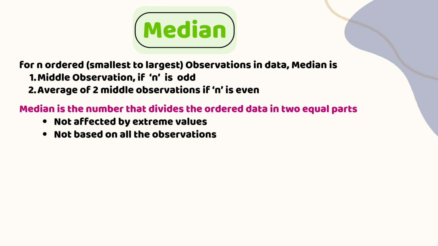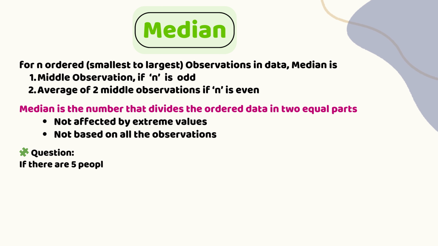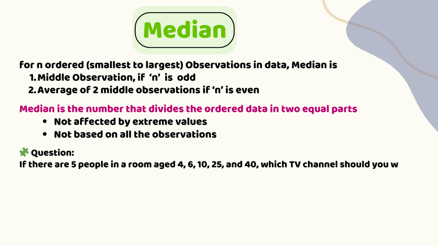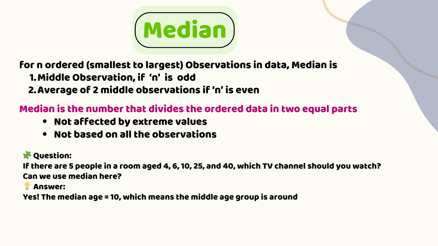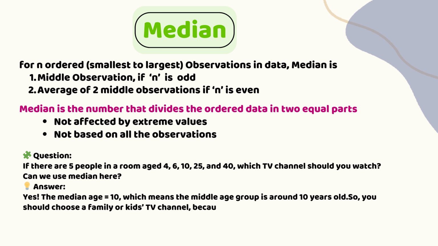Here is a small example. Imagine there are 5 people in the room, aged 4, 6, 10, 25 and 40. Which TV channel should you put on? Median is 10, which represents a typical person in a group, better than the mean. So, you should choose a family or kids channel.